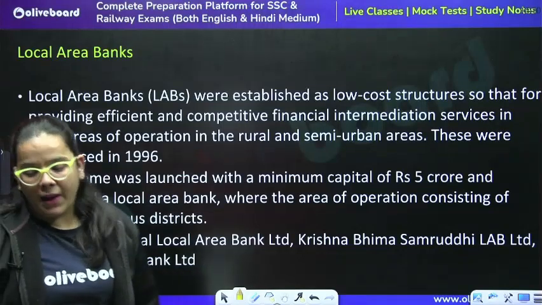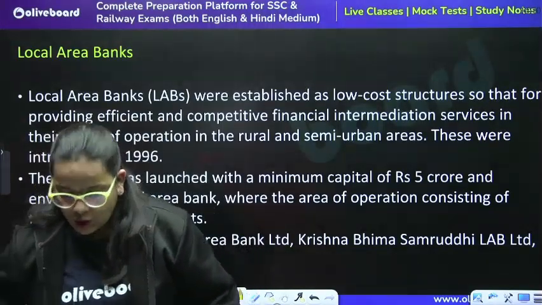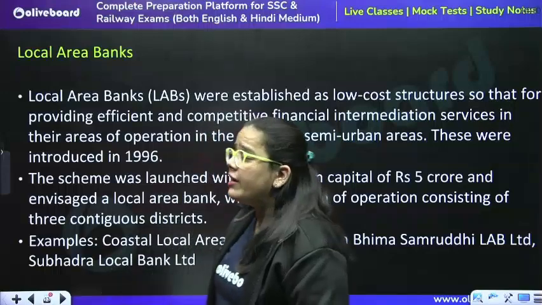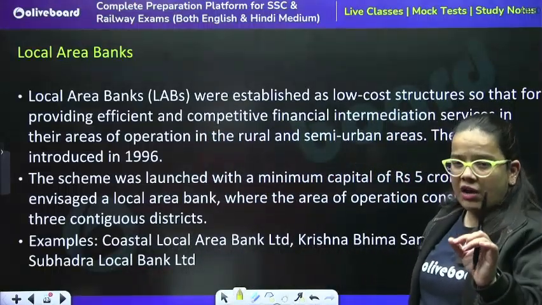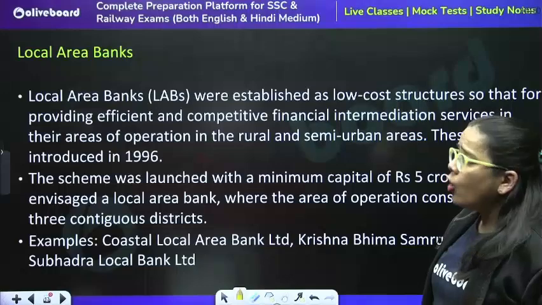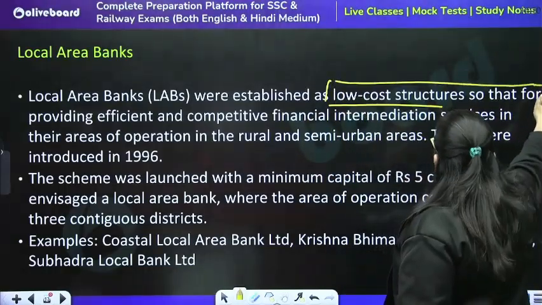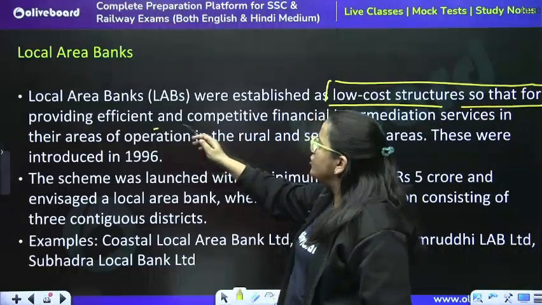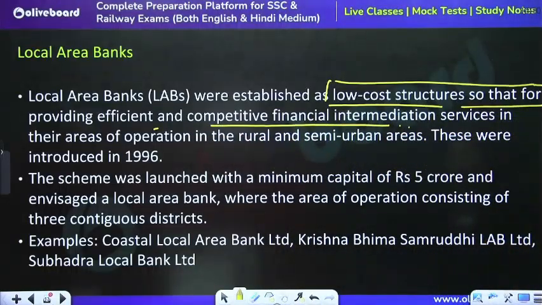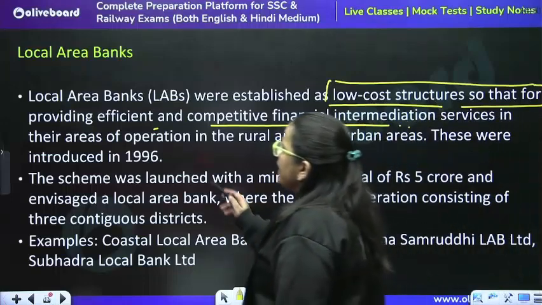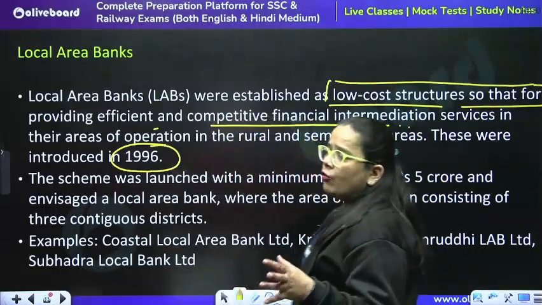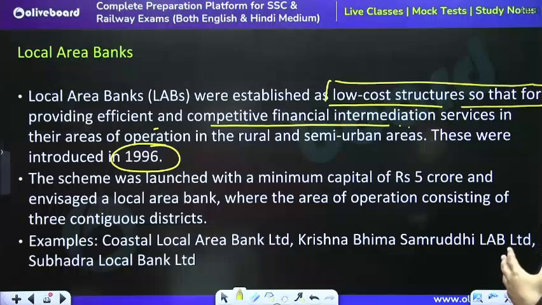The local area bank, in our last chart. Okay, so in our last chart we have already discussed the local area banks. Local area banks, or LABs, were established as a low cost structure for providing efficient and competitive financial intermediation services in their area of operation in rural and semi-urban areas. These were introduced in 1996. So for rural and semi-urban areas, we gave the concept of the local area bank.